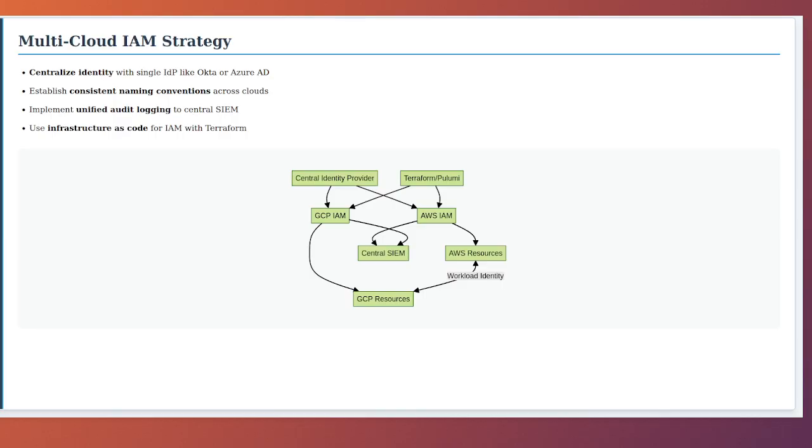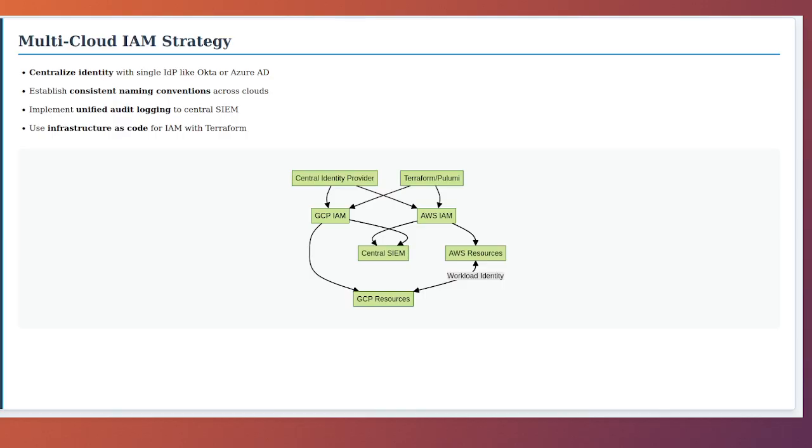Fourth, use infrastructure as code for IAM. Define your IAM configurations in Terraform or Pulumi, which support both AWS and GCP. This provides version control, change tracking, and consistent deployment processes. You can see the IAM configuration for both clouds in one repository and review changes through your standard pull request process. The diagram illustrates a multi-cloud IAM architecture.